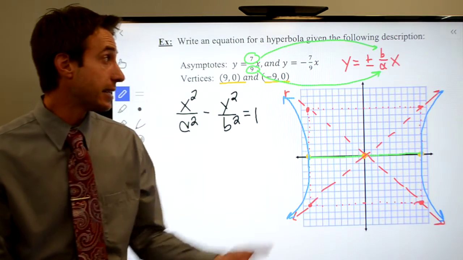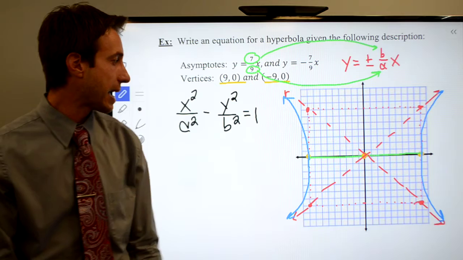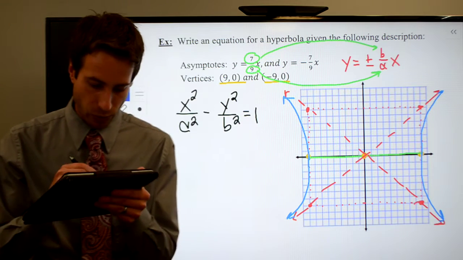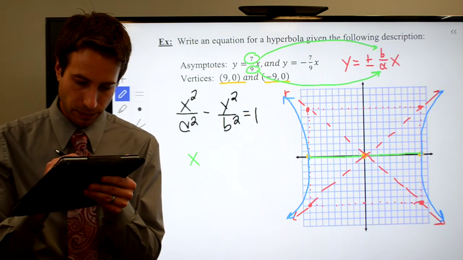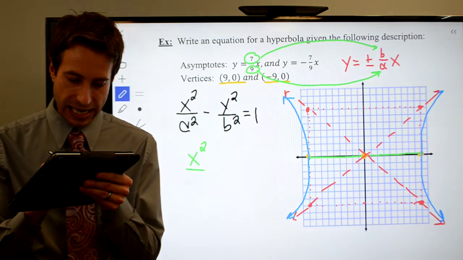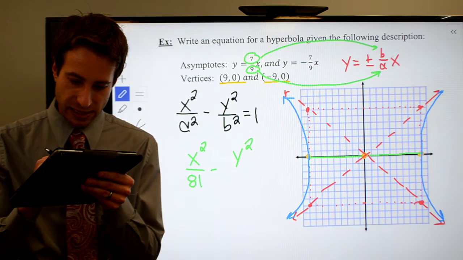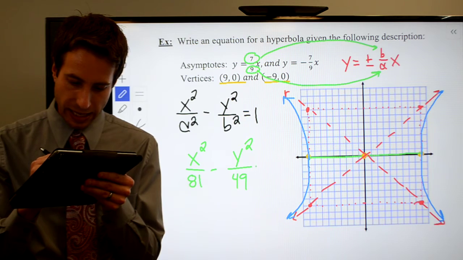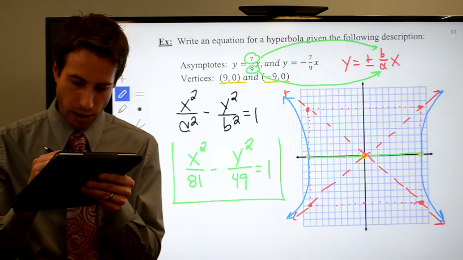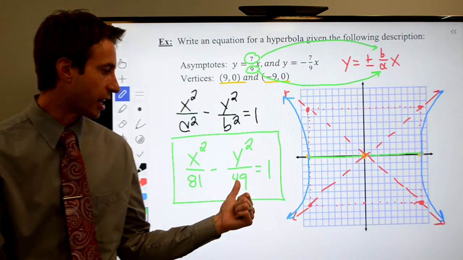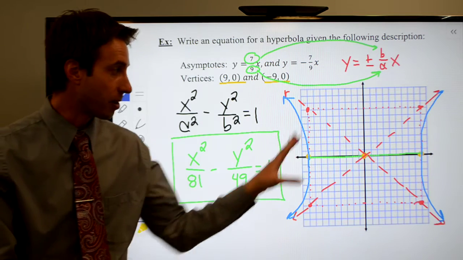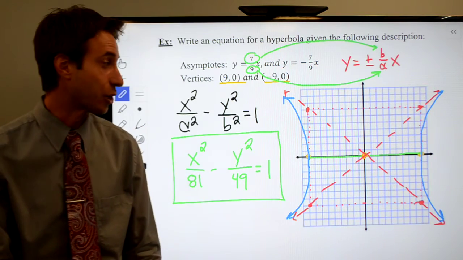And I know a and b, right? I know what a and b are, so just drop them in there and we'll be done. a is 9. 9 squared is 81. b is 7. b squared is 49. It's all equal to 1. And you got yourself your equation for the hyperbola, and we even went ahead and graphed it.